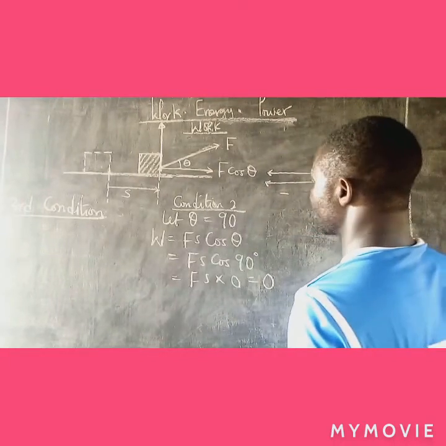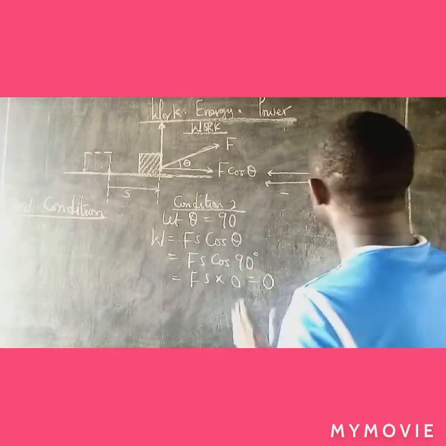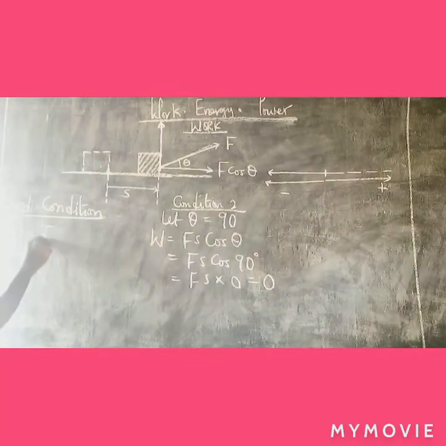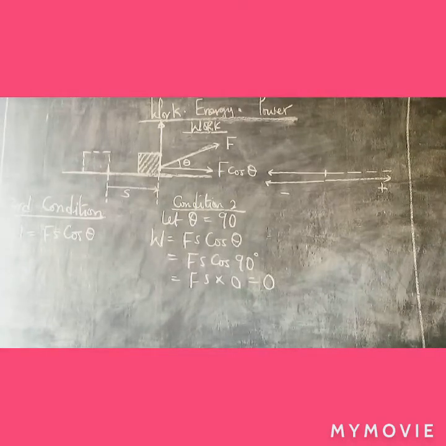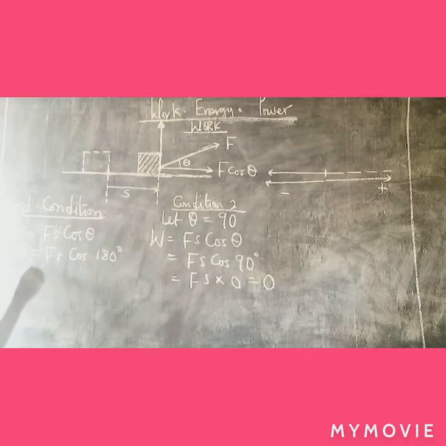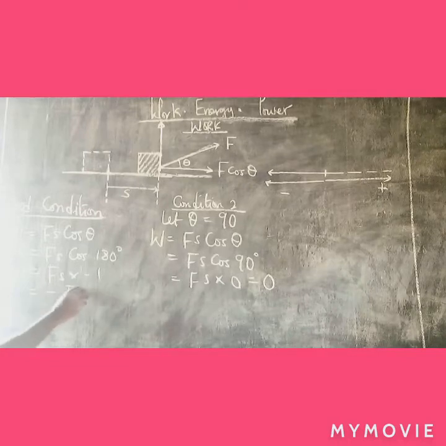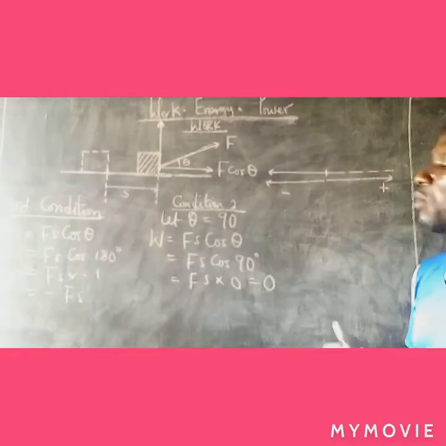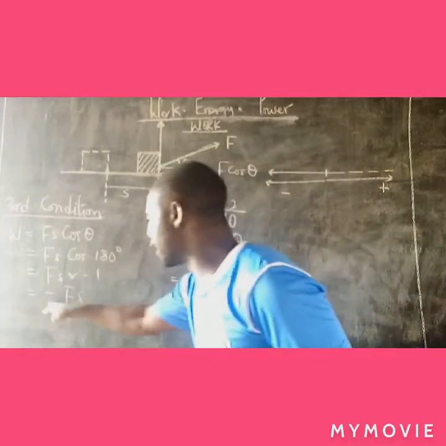As a result, we look at our formula. Work is equal to Fs cos theta, and that will give me Fs cos 180 degrees. This is Fs multiplied by -1, and that will give me minus Fs. This is negative work. In physics, you are working, but there is nothing for you to show for what you are working for. So we call it negative work.